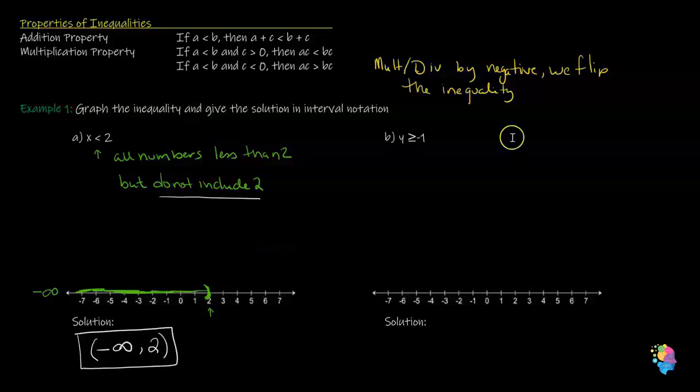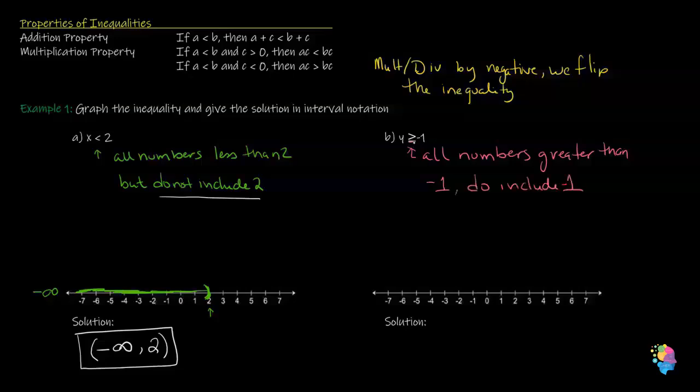Let's try another one. This one reads, y is greater than or equal to -1. What that means for us then is that we want, right here, all numbers greater than -1. But because it has this little line underneath it, I do include the -1. I find my -1 right here. I want all the numbers greater than that. That means that I'm going to move on all the way to positive infinity. Since I do include the -1, I'm going to place the -1 with a bracket.